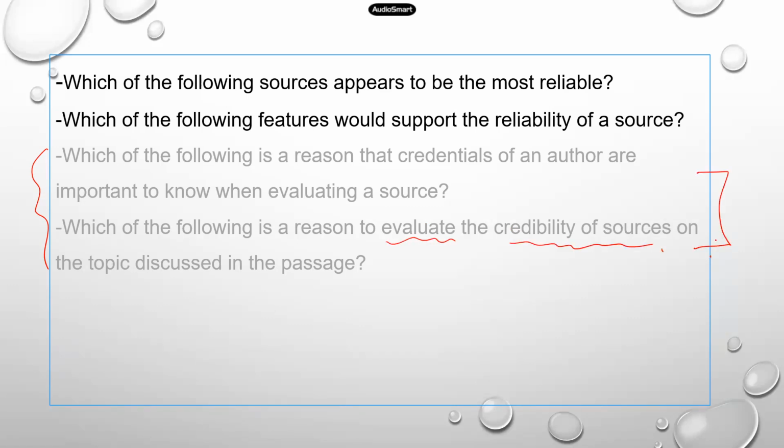Again, I think those two things you just need to know why, but I don't think the questions will ask you those reasons. So the questions will probably be more like the first two, right? They will give you examples of the sources and you need to identify which source will be the most reliable, or what feature would support the reliability of a source. So this is how they test your knowledge on how to evaluate the credibility of a source. So these are probably the questions that you will see on a real TEAS test.